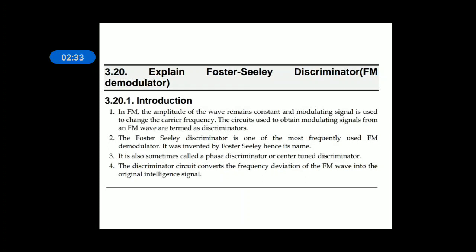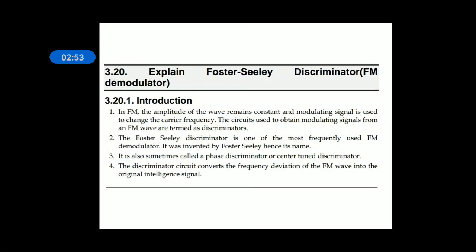In FM, the amplitude of the waves remains constant and modulating signal is used to change the carrier frequency. That is the definition of FM signal. The circuits used to obtain modulating signals from an FM wave are termed as discriminator. So that is what the demodulator, which is used to convert FM signal into modulating signal, is known as discriminator.